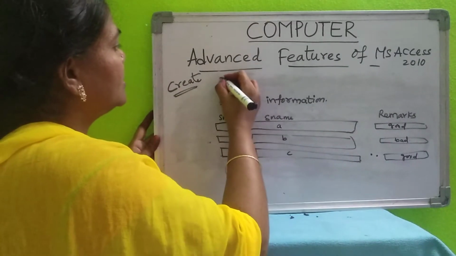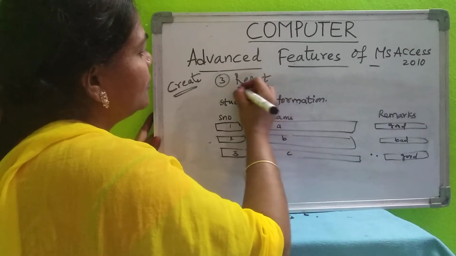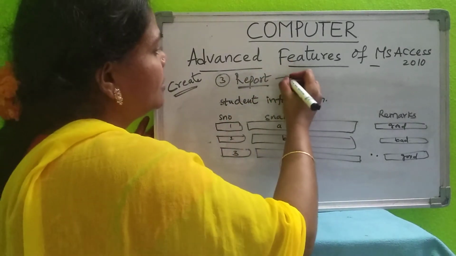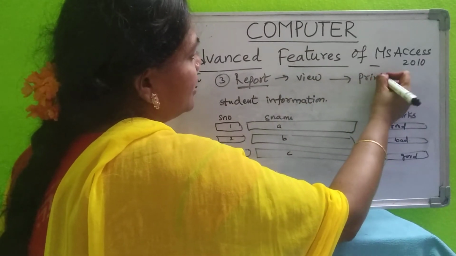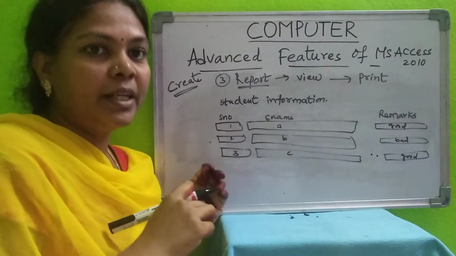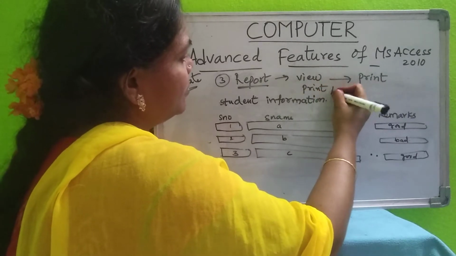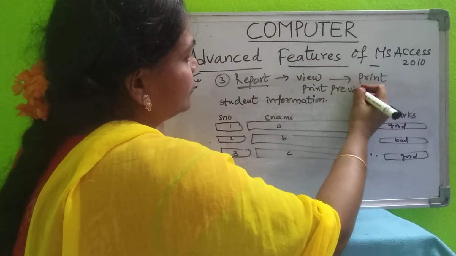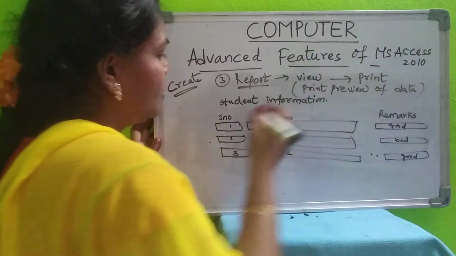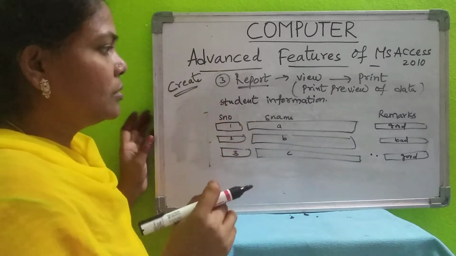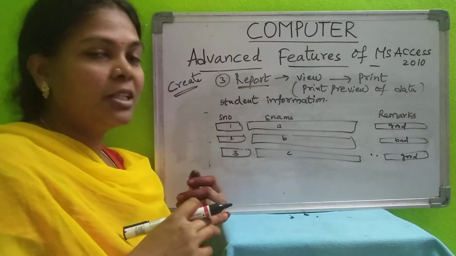Next one, the third one, is reports. A report is nothing but you can view it, and you can take the printout of that data. You can see only the print preview, the preview of your data, so that you can see it and take the printout of this report. Okay. So these three are the remaining features of MS Access 2010.